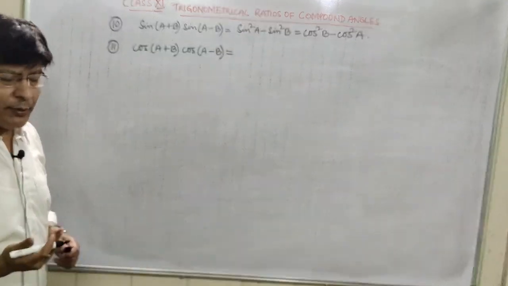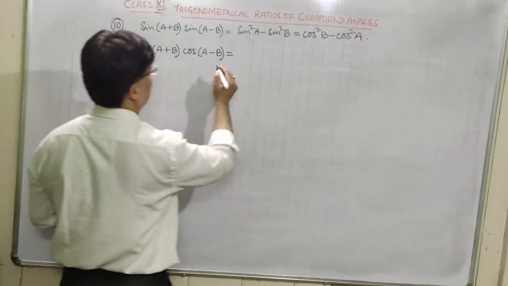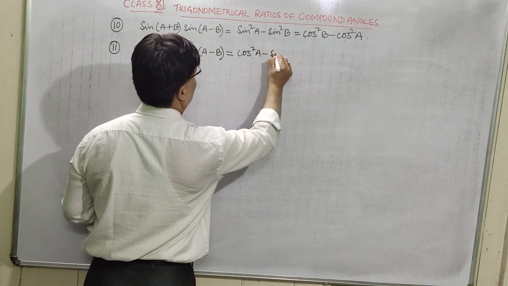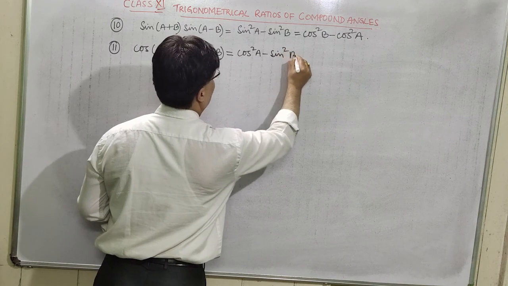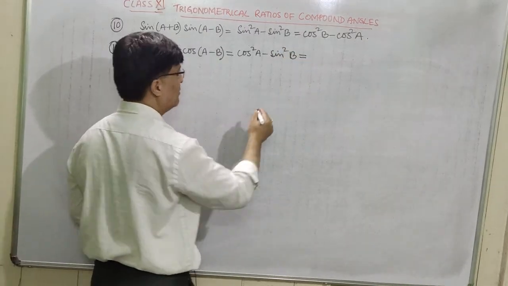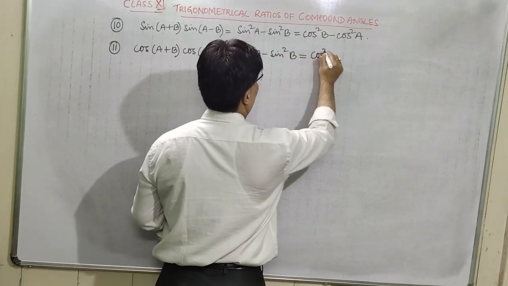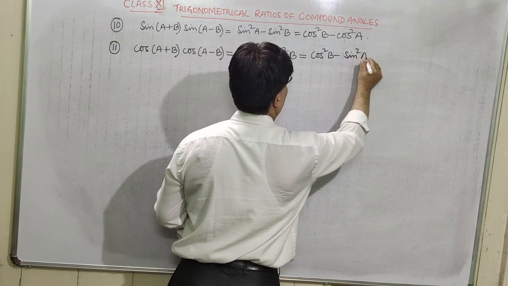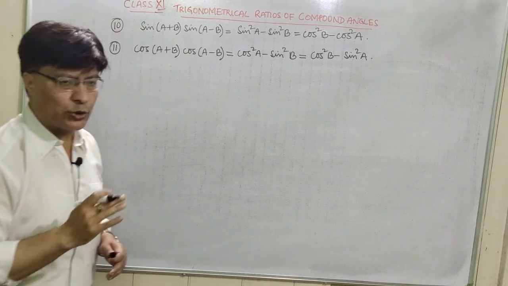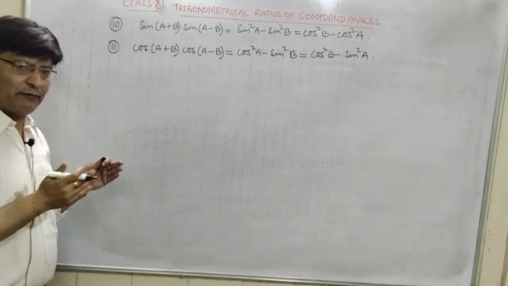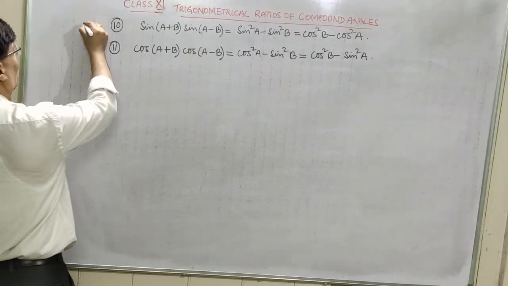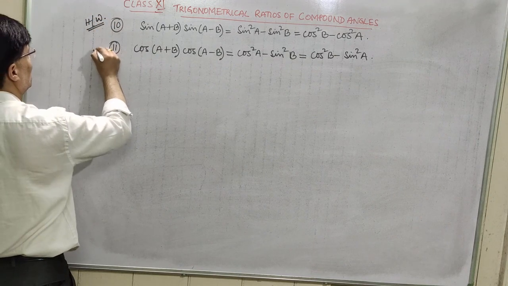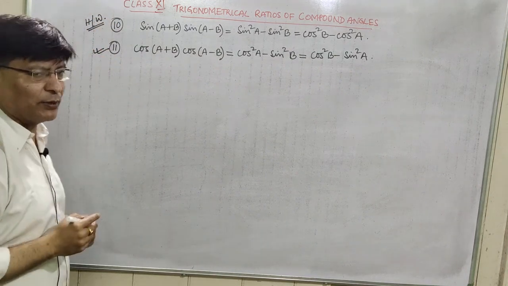It was cos of A plus B into cos of A minus B is equal to, what was the formula? Could you remember the formula? What is cos of A plus B into cos of A minus B? It is cos square A minus sine square B, or it may be cos square B minus sine square A. So I will do the proof of 11. So number 10 will be homework. Okay. So number 10 you can do at home. Let's do it here, that is formula number 11.